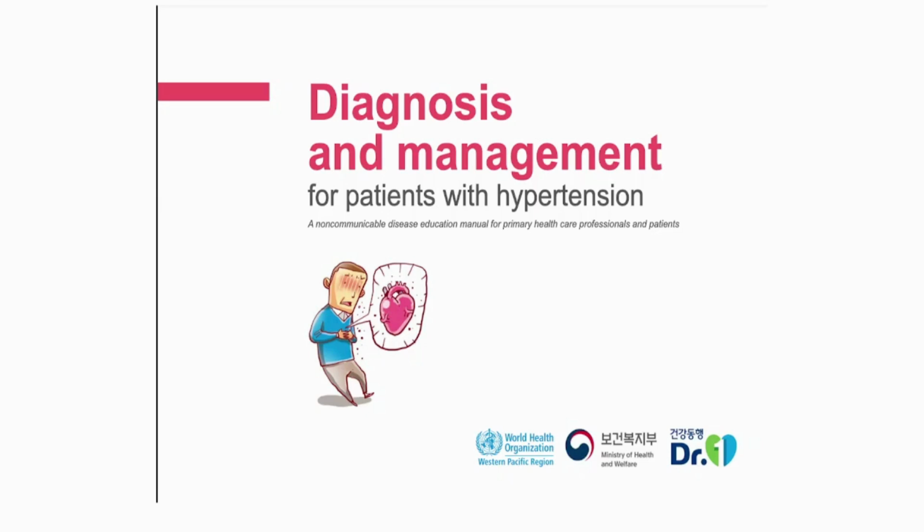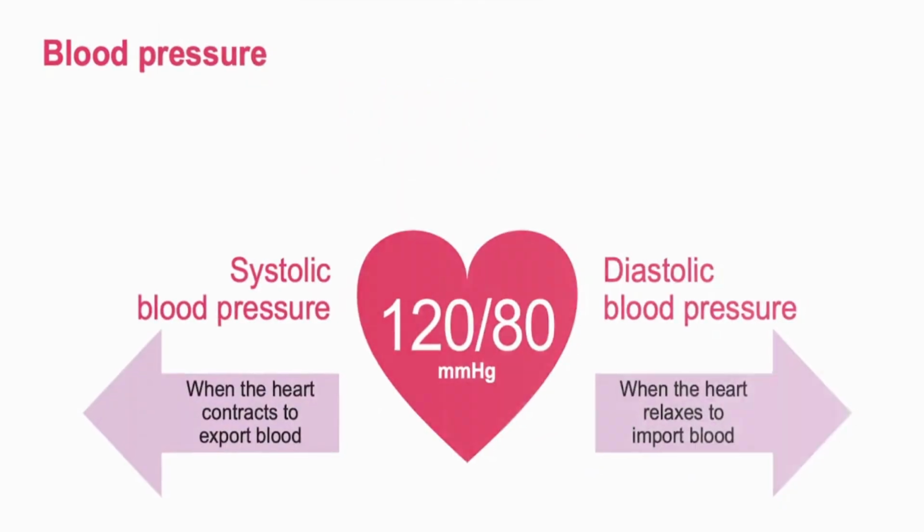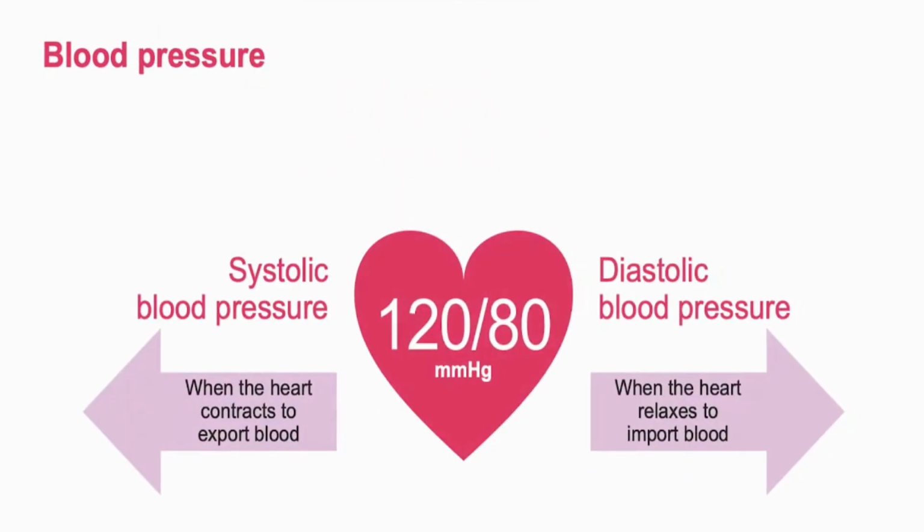Diagnosis and management of hypertension. Blood pressure. Blood pressure is the force of blood against the walls of arteries. Systolic blood pressure can be measured when the blood is exported by the contraction of the heart. Diastolic blood pressure can be measured when the heart relaxes to import blood.